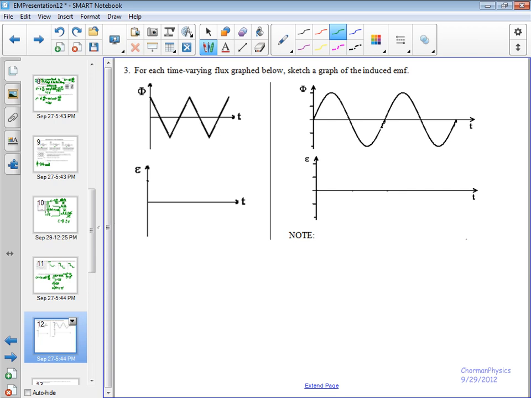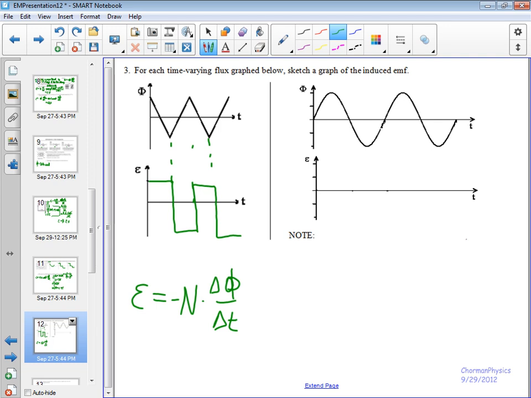For each time-varying flux that we have there, we're asked to graph the EMF. Remember, EMF is equal to negative N times delta phi all over delta t. Delta phi over delta t, what does that look like to you? Well, if you look at these graphs, like the phi versus t graph, that's just the slope, and it's negative that. So if we have a negative slope here, the EMF that we're going to be producing until this time is going to be positive. And it switches over until this time, at which point that whole time it's negative. Switches back over here, so it's positive again, and back over here where it is negative. That's all that's happening there, and the slope is constant.